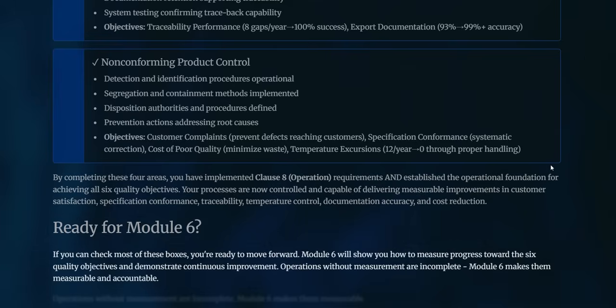Are we ready for Class 6? If you check most of these boxes, you are ready to move forward. Module 6 will show you how to measure progress toward the 6 quality objectives and demonstrate continuous improvement. Operations without measurements are incomplete. So, Module 6 makes them measurable and accountable.